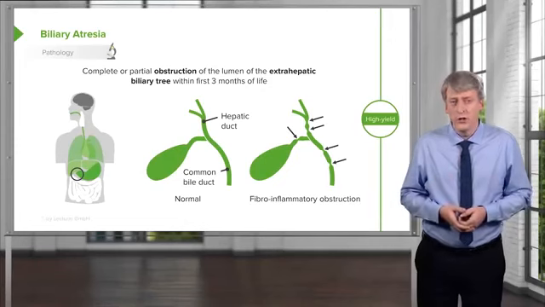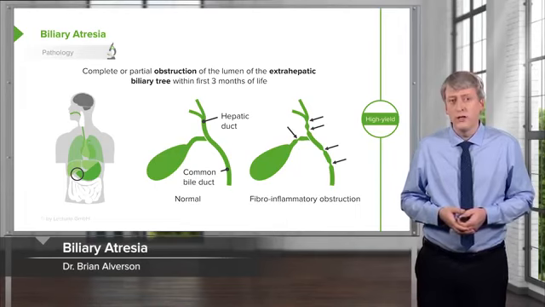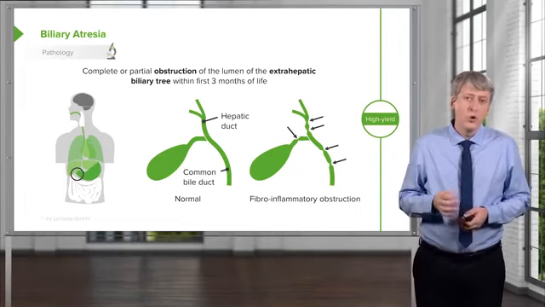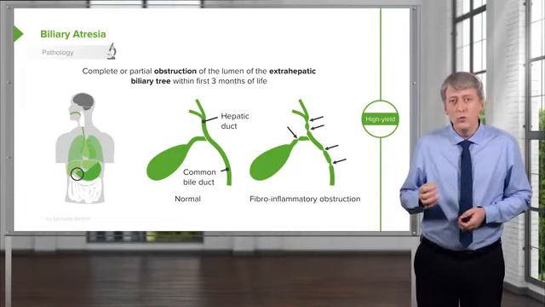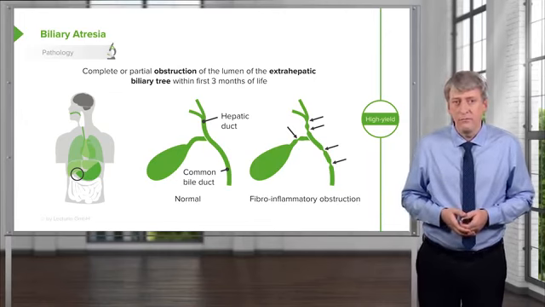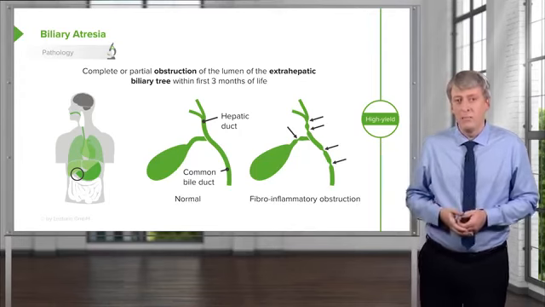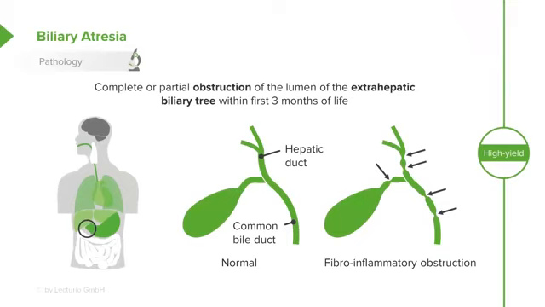Let's move on to another cause of congenital hyperbilirubinemia, which is biliary atresia. This is a complete or partial obstruction of the lumen of the extrahepatic biliary tree within the first 3 months of life. So this is not an intrahepatic problem, this is an extrahepatic problem. And what we typically see, as you can see on the left side of your slide, is inflammation along the biliary tree with this sort of chain of lakes phenomenon where there are multiple constrictions of the biliary tract.